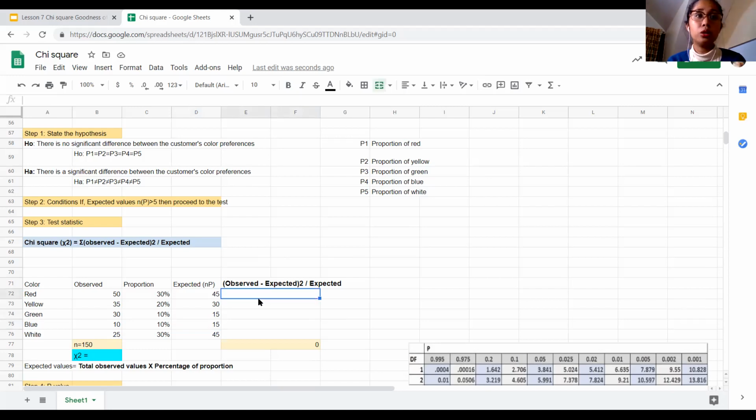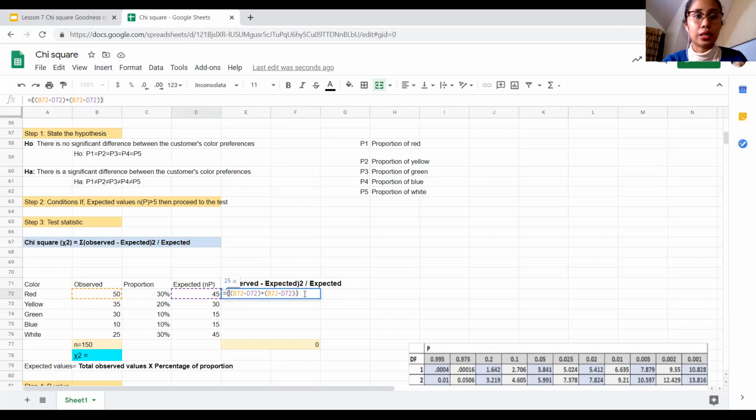So dito tayo sa column wherein there is observed minus expected squared divided by expected values. So equal sign. So observed tayo, 50 minus the expected, which is 45. So lagyan natin ng parentheses. Yan. Tapos lagyan ng multiply sign. Tapos same thing. Yan, 57 minus B72. Yan.